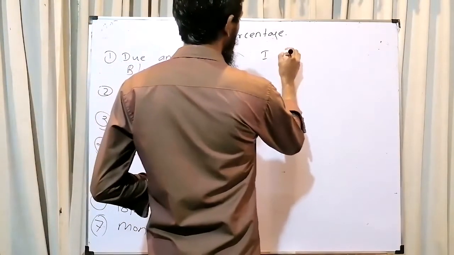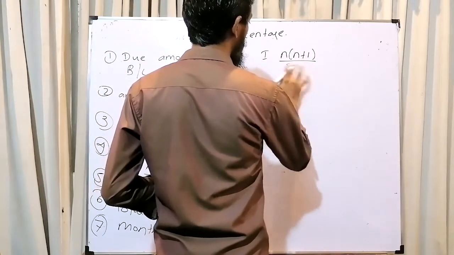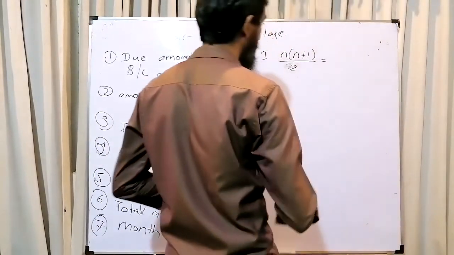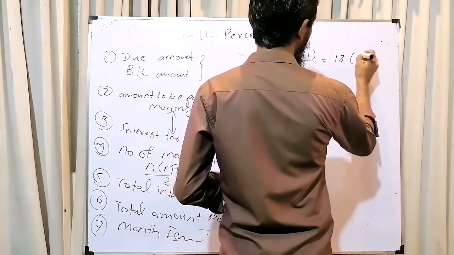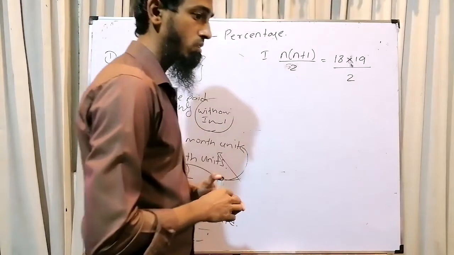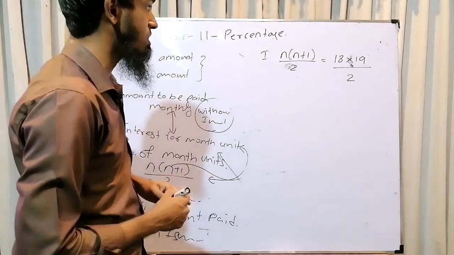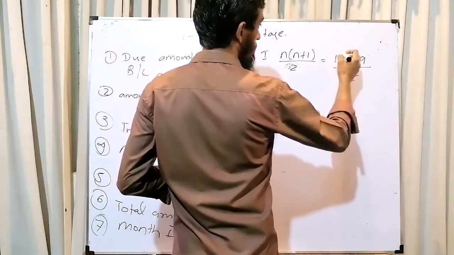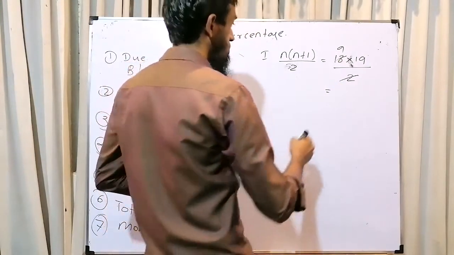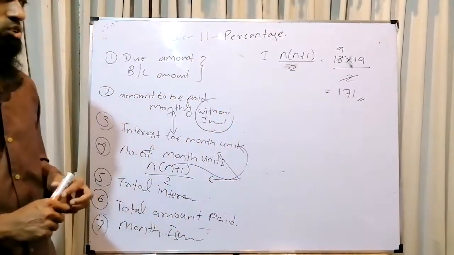So for the first part, directly we can use the equation n into n plus 1 over 2. The number of installments they are going to pay is 18. So 18 plus 1, it's 19 over 2. So 2 into 2 and 18, we can divide it. 19 into 9, so it is 171. So that is the number of month units we are going to pay.